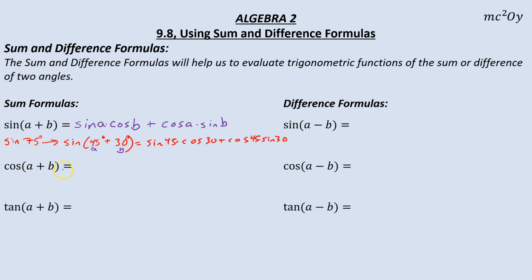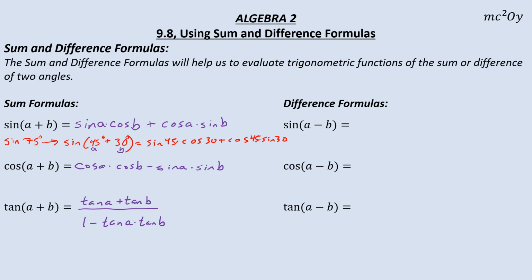The cosine of a plus b, so if I wanted to find the cosine of, say, 75, the cosine is cos a times cos b minus sine a times sine b. And then the tangent's kind of a messy one. It's the tangent of a plus the tangent of b over 1 minus the tangent of a times the tangent of b.